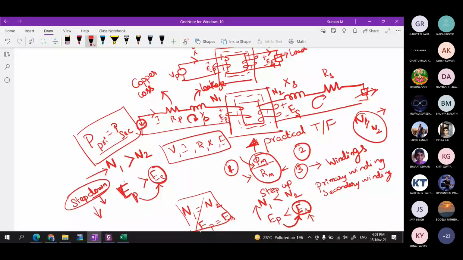Then you are going to talk about two things. One is the flux, which links both primary and secondary, and the second one is the loss component that occurs in the resistance.